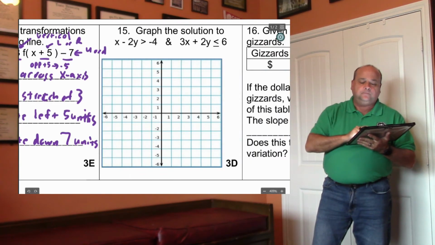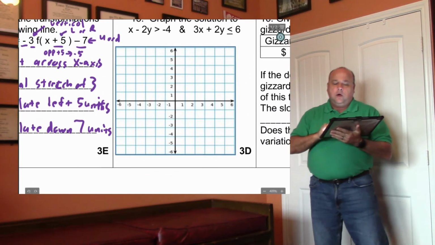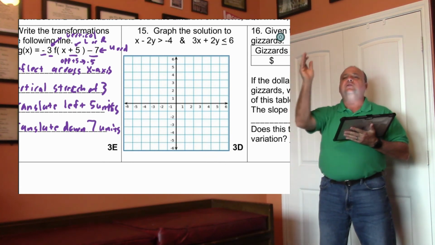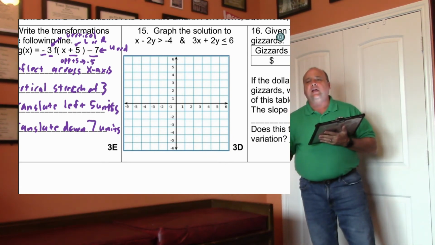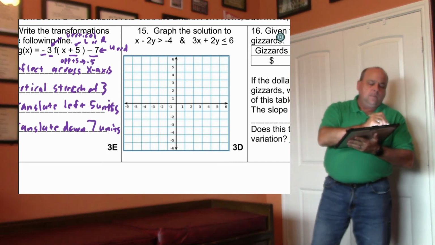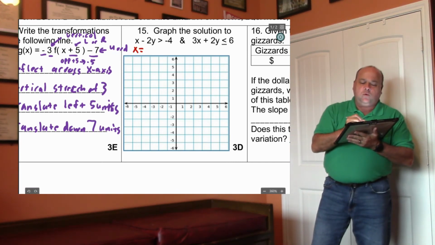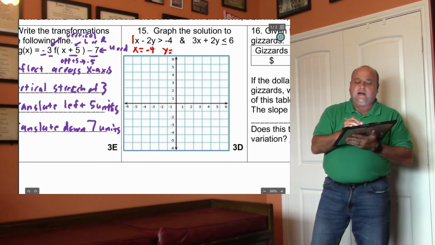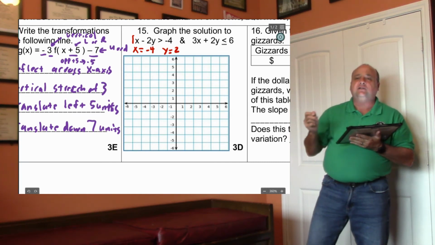Let's go to 15. On 15, we're going to grab both of these and we are going to solve them. We're going to do this with the intercepts, okay? This will be a little bit quicker. So let's write down x equal and y equal. My x-intercept is going to be negative 4 divided by 1, which is negative 4. My y-intercept will be negative 4 divided by negative 2, which is a positive 2.